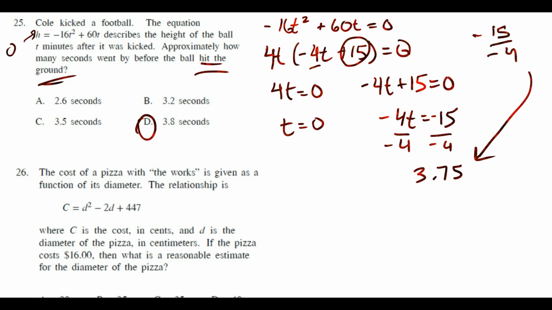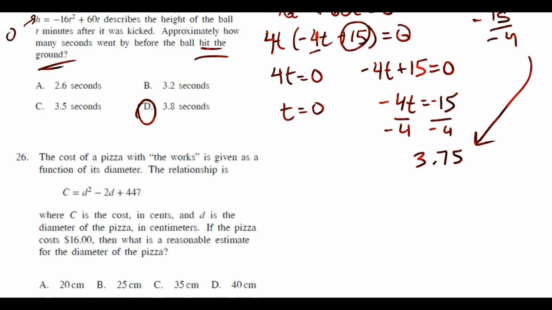And then the last problem. Again, this problem is tricky. I ended up missing it the first time because I had to go back and read the question. It says the cost of pizza with the works is given as a function of its diameter. I wonder if pizza companies use this. No. The relationship is C equals D squared minus 2D plus 44.7. 44.7. Really, Mr. O'Neal? Really?